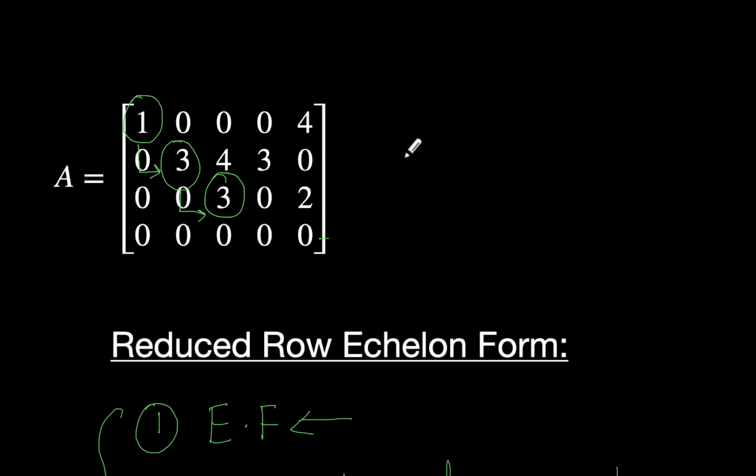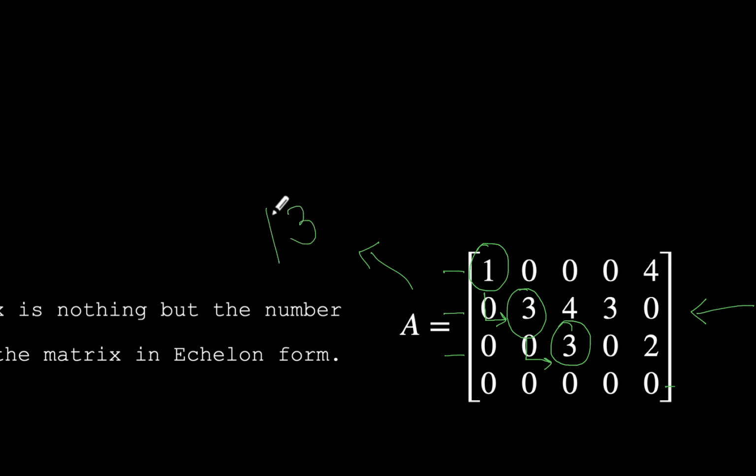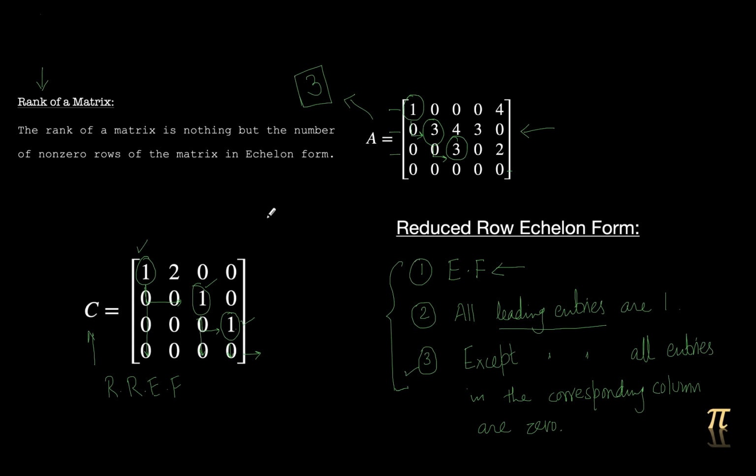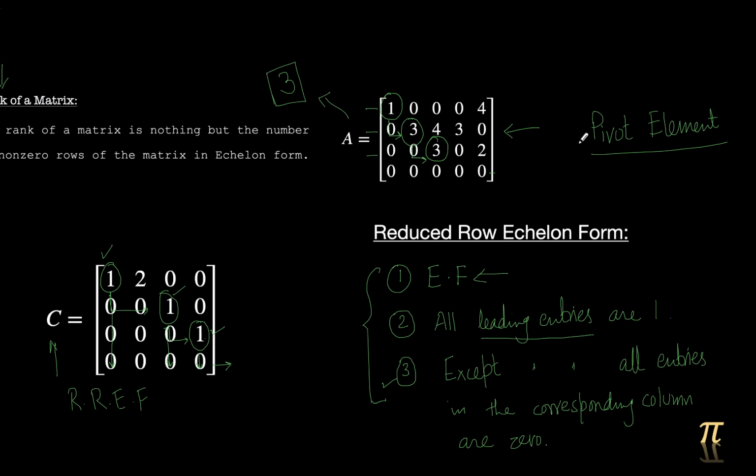For example, we already saw that this matrix is in echelon form. So how many non-zero rows are there? 1, 2 and 3. So we can say that this matrix has rank 3. So the rank of a matrix is just the number of leading entries of the matrix in echelon form. Just one more thing: a leading entry is also called a pivot element. Some books use this word, some books use leading entries.